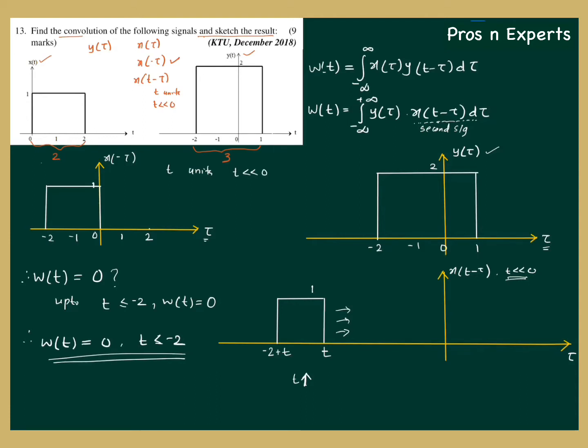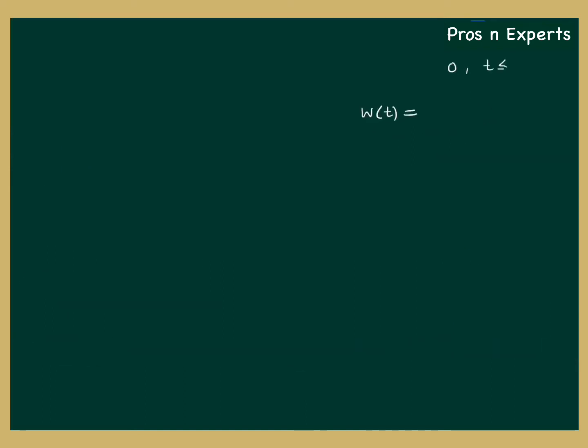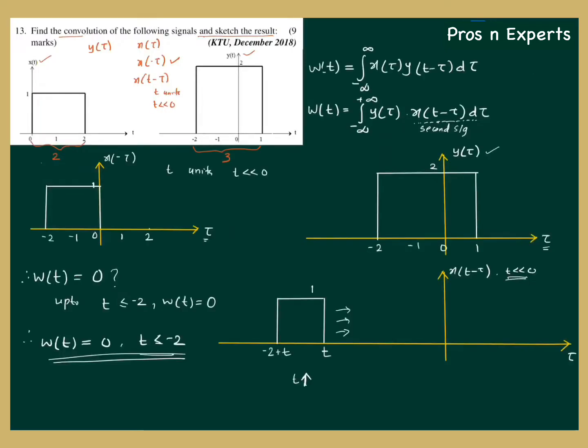I can take one slide to consolidate these equations, results in various cases. So w of t equal to, first case, 0. What was the condition? T less than or equal to -2. So till t less than or equal to -2, w of t is equal to 0. Now what happens if t is greater than -2? Now the product becomes non-zero, it is no more 0. Okay, let us check into that condition.